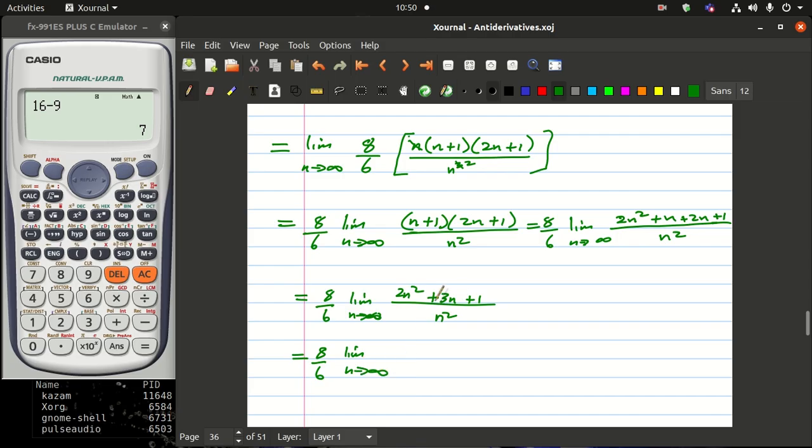You can use L'Hopital's rule, and if you are using L'Hopital's rule, you will end up having to use it twice. So I'm not going to use that. You can use it, the answer is going to be the same. I'm just going to simplify this. Remember that this is just the same as 8 over 6 times the limit as n approaches infinity of 2n squared divided by n squared plus 3n divided by n squared plus 1 over n squared.